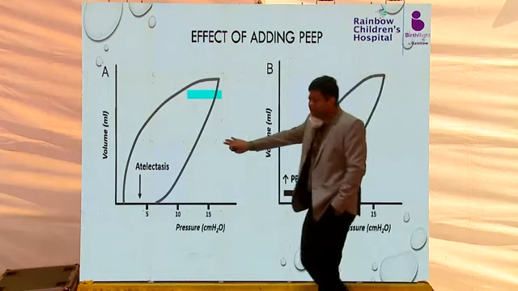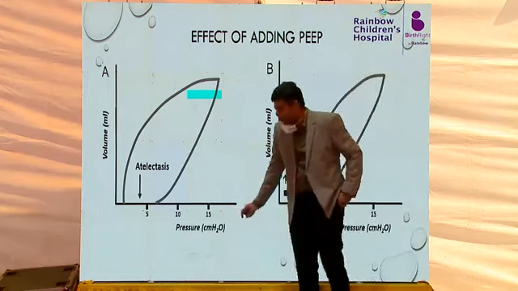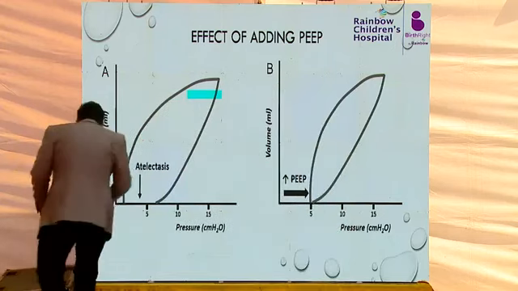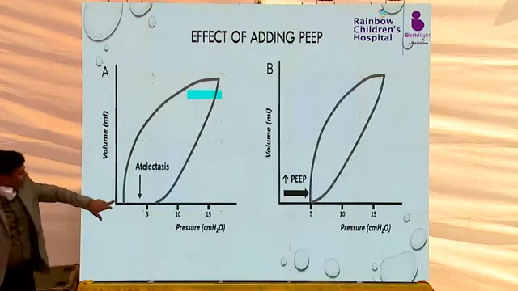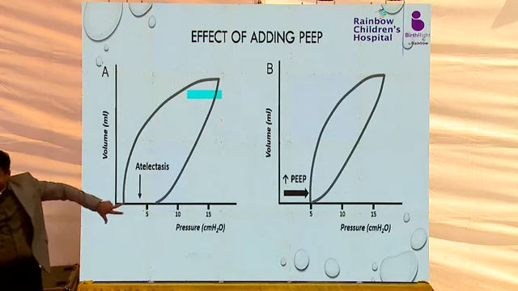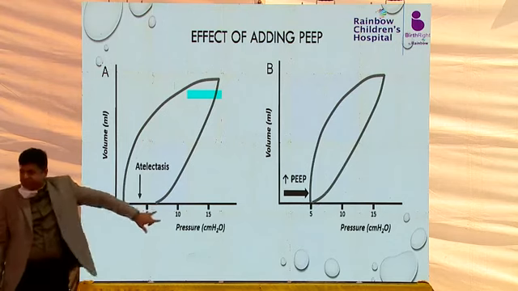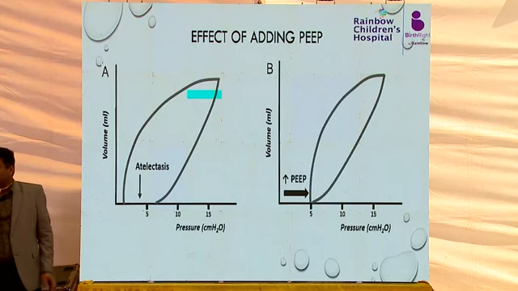So what is in this graph? Let's start from the inspiration. The PEEP set is this much. Let's imagine this is 3. Fine. Now PIP has started going from 3 to 10. Is there a volume change? Going from 3 to 10, is there a volume change? Yes or no? No. Zero volume change.